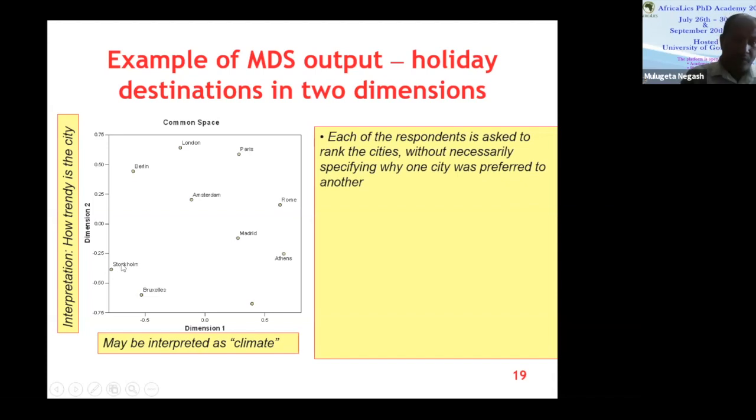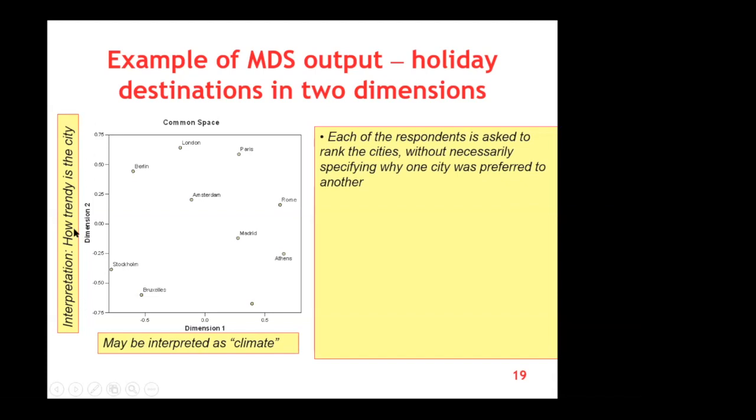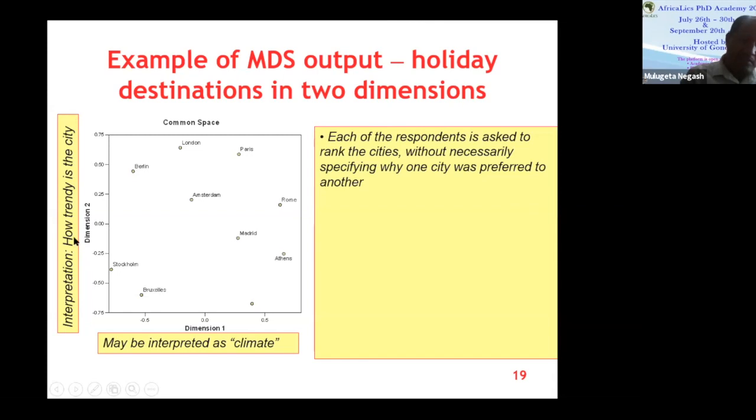This is Stockholm. We do two dimensions. The y-axis is interpreted as how trendy the city is, and this x-axis is represented as climate. Actually, customers have been presented which city is similar to which city. They compare, for example, London to Paris, Paris to Berlin, London to Berlin, Amsterdam to Rome, Rome to London, Paris to London. All these cities would be compared by respondents. 300 something respondents have answered this question.